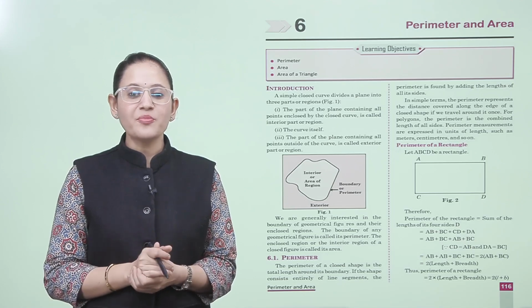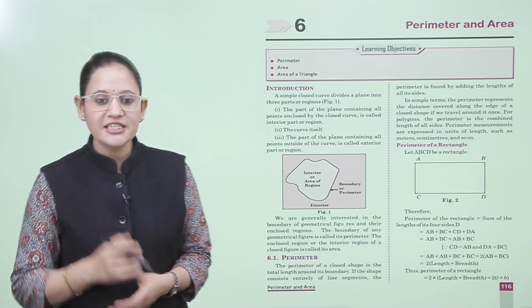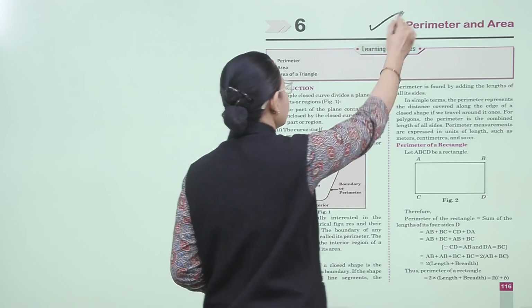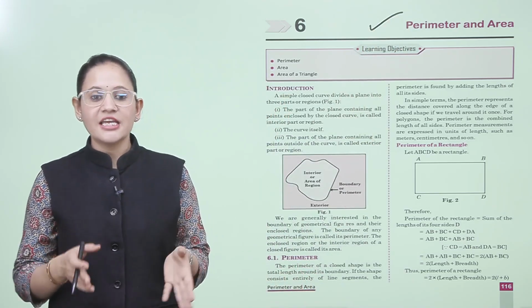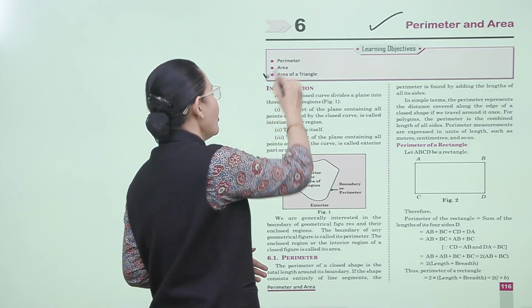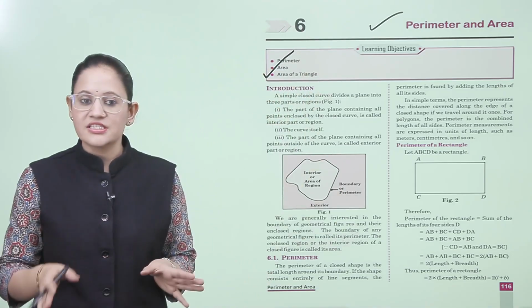Hello students, welcome to maths class and today we'll do perimeter and area. Our learning objectives in this chapter are perimeter, area and area of triangles. So all these things we are going to cover in this chapter.